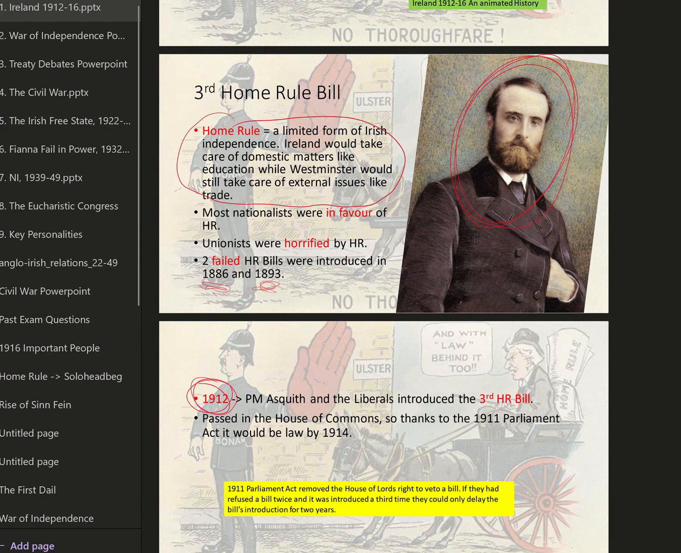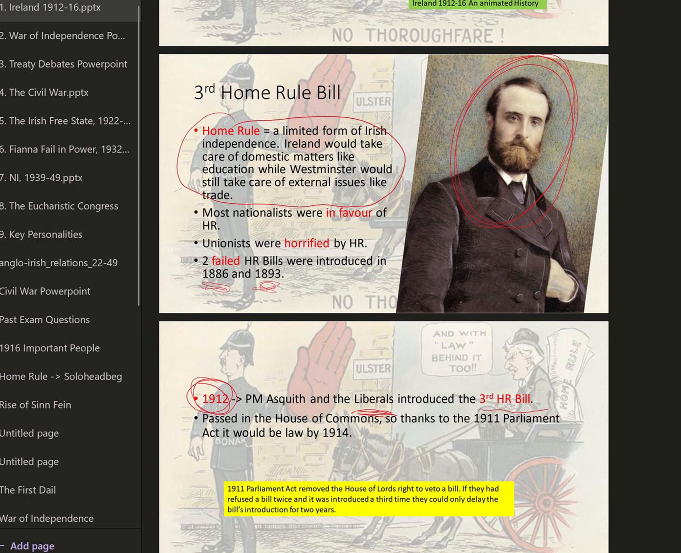So the Prime Minister this time was Prime Minister Asquith, and he was the leader of the Liberals. Now, the Liberals tend to be the party that were in favour of Home Rule, that were open to the idea of giving Home Rule. The other party were the Conservatives. Now, there was no real Labour at this time. The Conservatives were not really in favour of Home Rule. So the Liberals in 1912 introduced the 3rd Home Rule Bill.